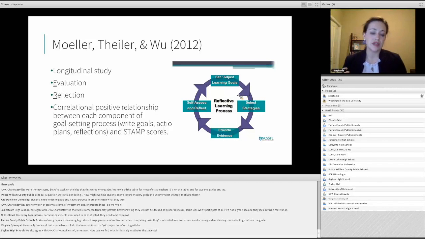What they saw was it was a correlational relationship, but it was positive between each component of the goal setting process. And that was writing goals, creating action plans. So that's the selecting strategies, and then reflecting on their evidence to their STAMP scores. They saw the same type of proficiency gains that you would typically see in smaller classrooms. So we see this as a really practical way to help our students take ownership of their learning, to really select those strategies that will teach them what to do when they get into communication scenarios that are tricky or difficult or overwhelming.